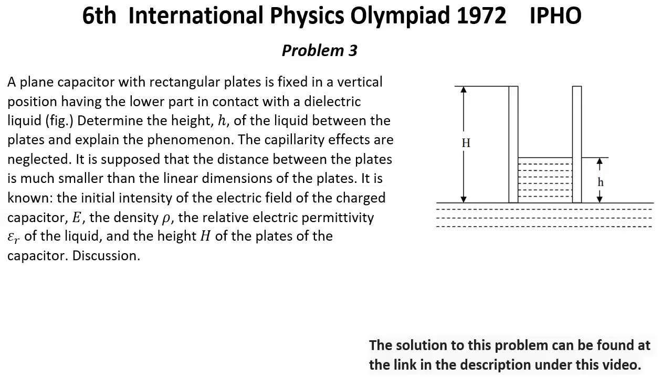It is supposed that the distance between the plates is much smaller than the linear dimensions of the plates. It is known the initial intensity of the electric field of the charged capacitor E, the density ρ, the relative electric permittivity epsilon r of the liquid, and the height big H of the plates of the capacitor.